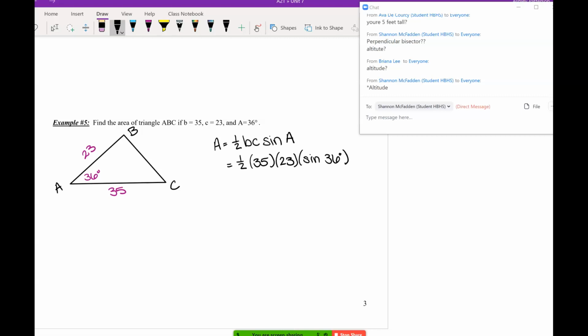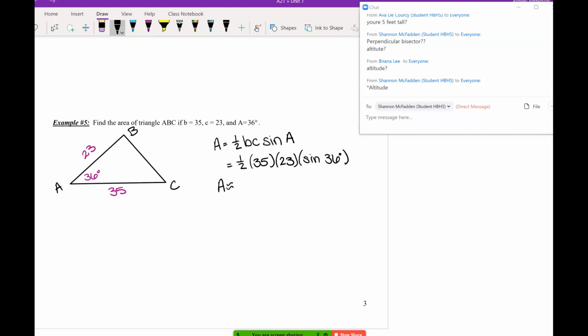Okay, let's use our calculators. Make sure that you are in degree mode because we're using the sine of 36 degrees, just like we talked earlier. We'll take 1/2 times 35 times 23 times the sine of 36 degrees. And when you're ready, please round to the tenths. Somebody tell me, what is the area of this particular triangle? Yeah, Colin? 236.6 squared.